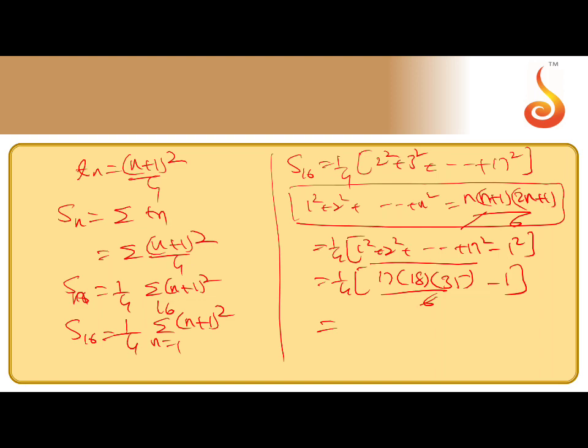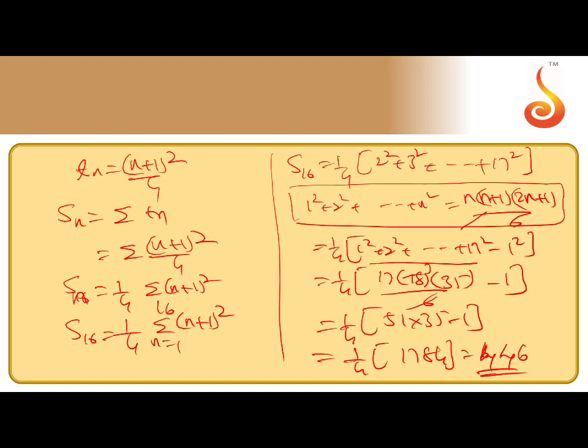So after some calculation, 6 cancels. 1 by 4 into 17 into 3, 51, into 35 minus 1. So 1 by 4 into, after simplification, we will get 1784. You can solve it yourself. So I'm doing the direct step. So 4, 4s are 16, left out is 18, again 6. 446 is the answer for this case.